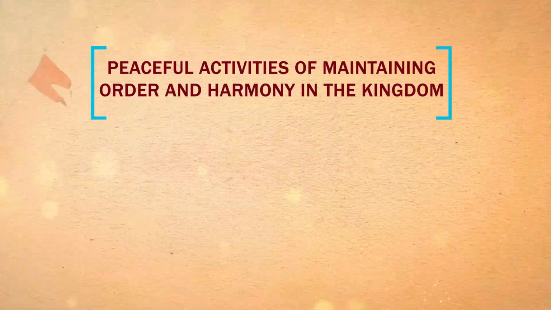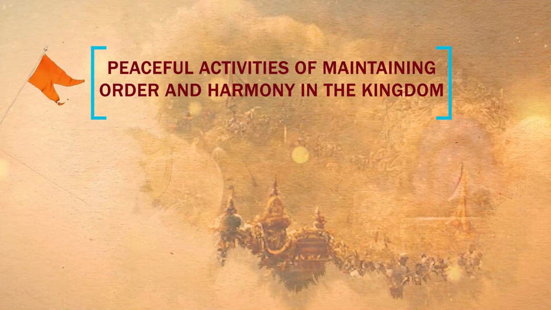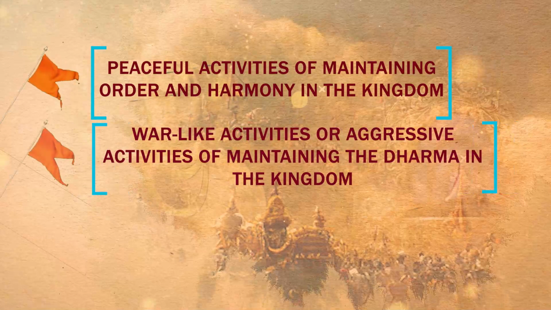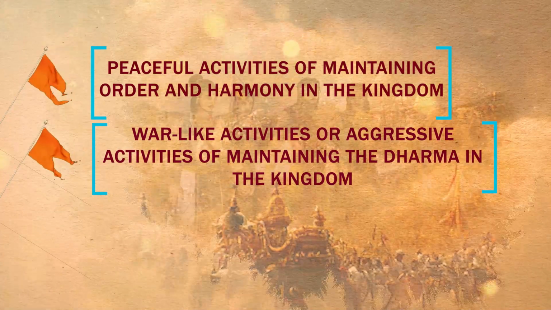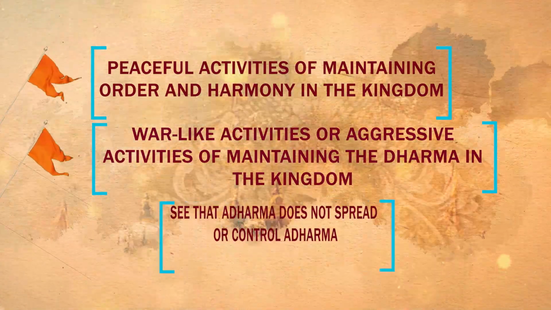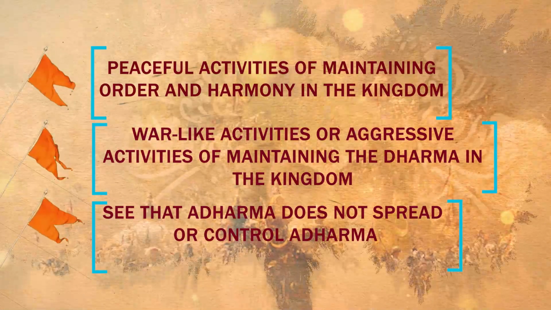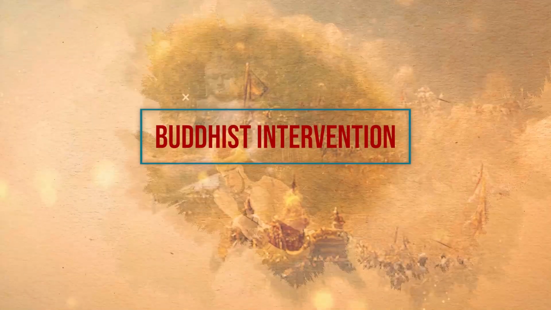The king cannot be passive and non-violent. The king has to actively pursue the establishment and preservation of dharma. So Gita comes back to the idea of warfare. So we find that the Rajan has two aspects of activity. One, we can say the peaceful activities of maintaining order and harmony in the kingdom. And the second, warlike activities or aggressive activities of maintaining the dharma in the kingdom and to see that adharma does not spread, control adharma. So these two aspects that we will again explore as we go on.